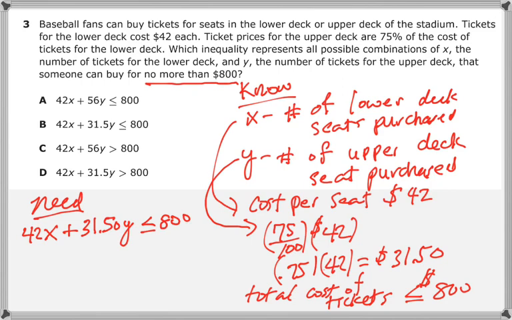So let's start from the bottom. This part is correct, but this says greater than $800. We don't want to spend more than $800; we want to spend $800 or less. So go ahead and mark this one out. Then here our cost for the upper deck seats is not correct, and again we have greater than $800, so let's cross that one out. And looking at the very top one, this is not the proper cost for the upper deck seat. We found out it's $31.50. So go ahead and rule this one out.